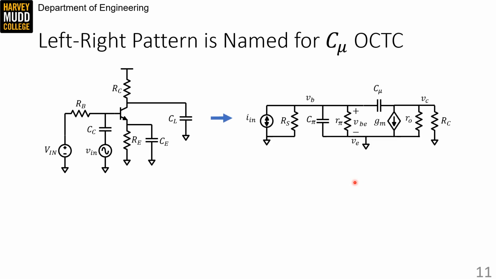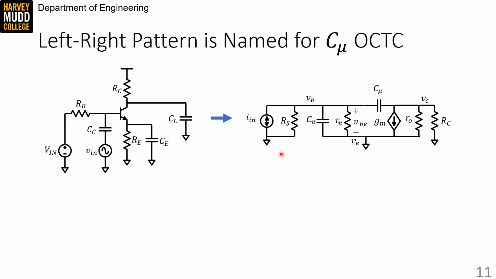Here's a dynamic small signal model of the common emitter. Note that I shorted CE and CC because they cause low frequency pole zero pairs, not high frequency poles. And note also that I converted the input into its Thevenin equivalent, into its Norton equivalent.